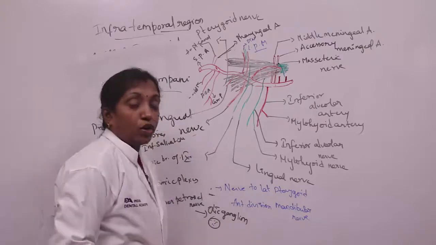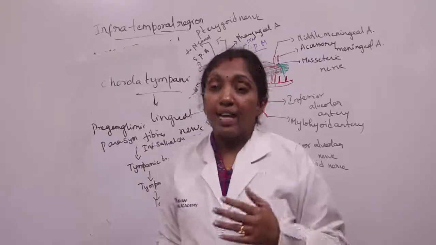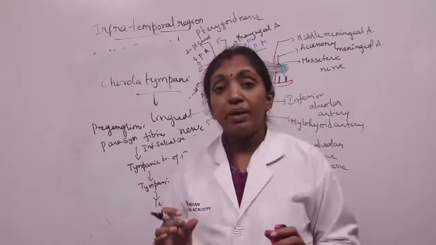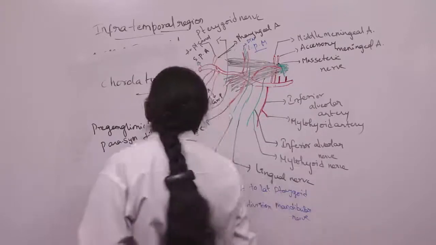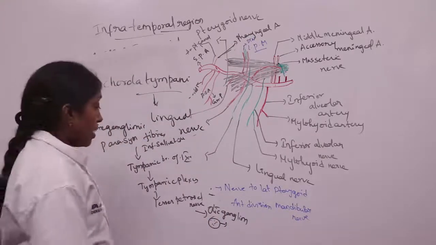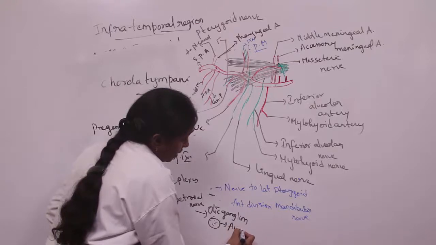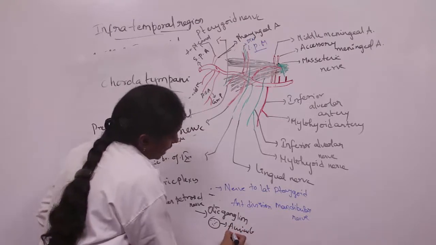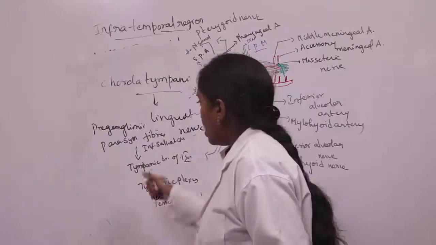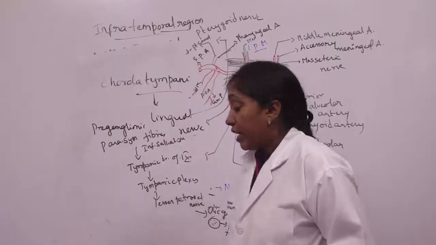So the otic ganglion is situated in front of the mandibular nerve, just medial to the mandibular nerve. It is 2 to 3 millimeters in diameter, and from the otic ganglion the postganglionic parasympathetic fibers are carried through the auriculotemporal nerve to supply the parotid gland, giving secretomotor innervation to the parotid gland. So that is the parasympathetic innervation.